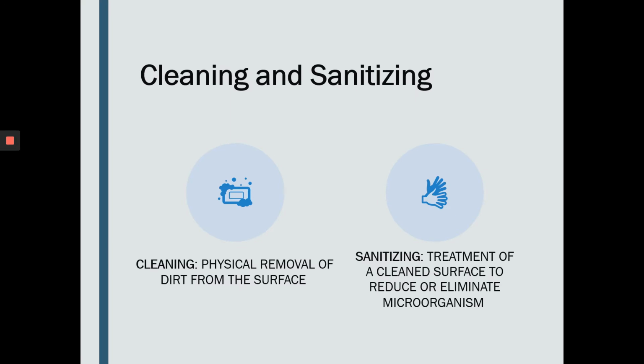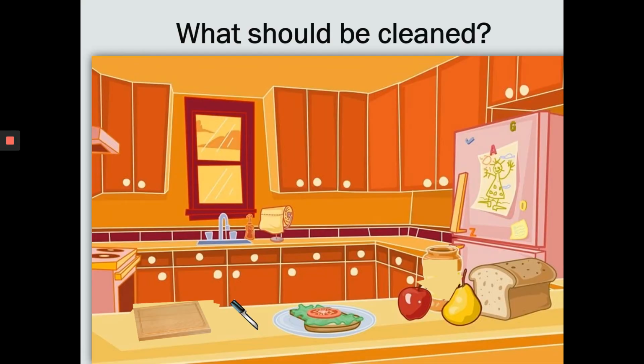Kitchen utensils and equipment used to prepare food, as well as surfaces like counters, sinks, and stoves, should be cleaned and sanitized. Cleaning is the physical removal of dirt from the surface. Sanitizing is the removal of pathogens from the clean surface. Looking at this image, what do you think should be cleaned or washed?